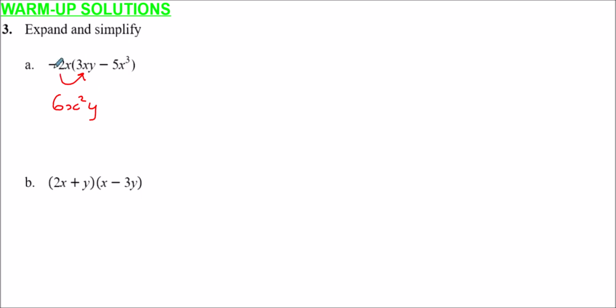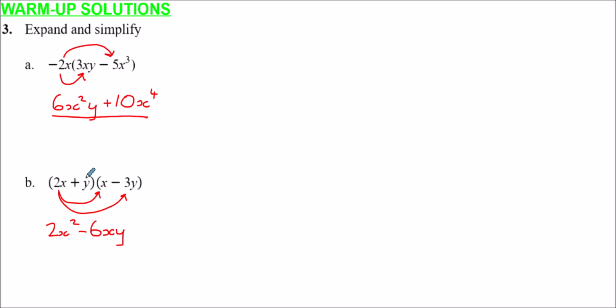Next, we do minus 2x multiplied by minus 5x cubed. Minus 2 multiplied by minus 5 is positive 10, and the x multiplied by x cubed is x to the power 4. Next along, we take the 2x and multiply it by each term in the other bracket. So 2x multiplied by x is 2x squared. We then do 2x multiplied by minus 3y. So 2 times minus 3 is minus 6, then x times y.